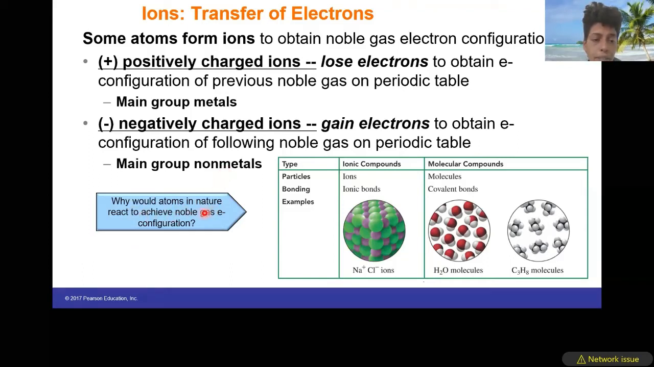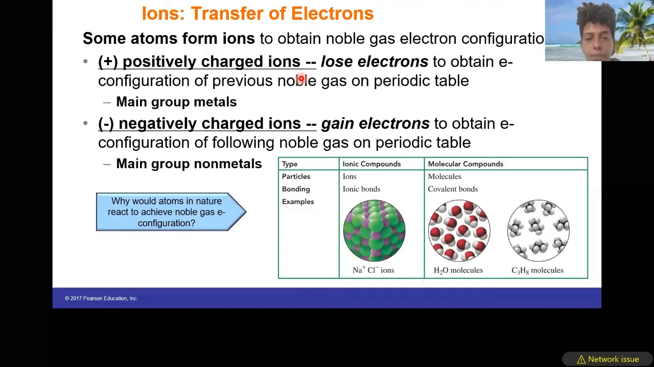Why would atoms in nature react to achieve noble gas configuration? I already gave you all this answer a little while earlier, but why do you think this happens? Just to check to see if you were paying attention. Why do atoms in nature react to achieve noble gas electron configuration? What's the purpose? Who was listening earlier? Any takers?